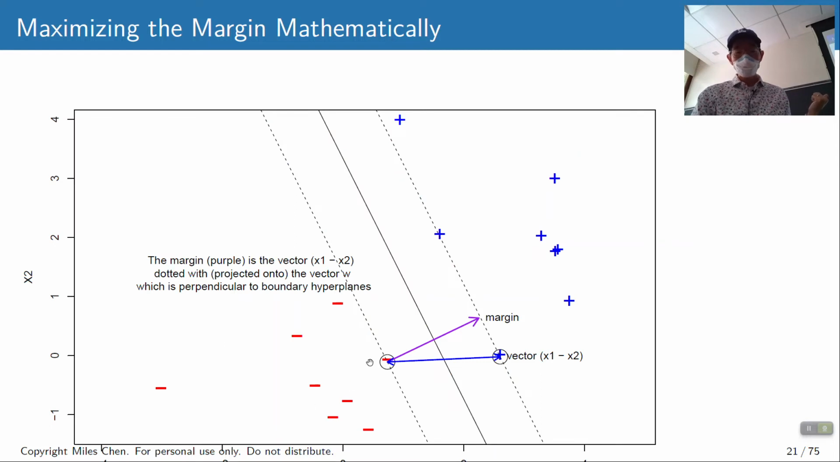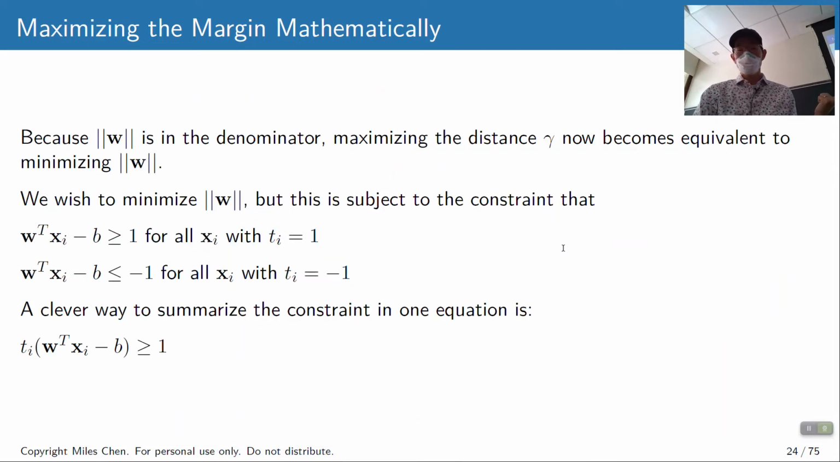We need to make sure that these are all going to be at least minus 1 or something more extreme, and these ones are all going to be plus 1 or something more. Okay? And a clever way to summarize all of this with just one constraint, rather than having to worry about both of them, is to say that the label, being 1 or minus 1, times w transpose x minus b is going to be greater than or equal to 1 for all of the points.